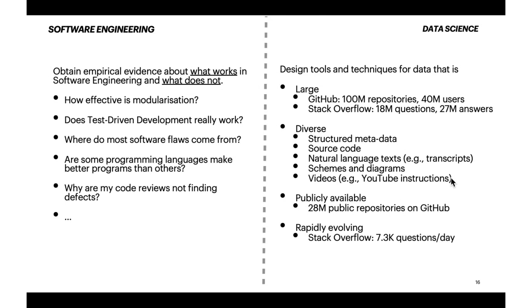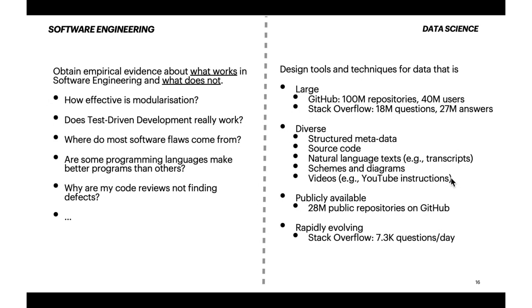These data sets are typically publicly available. GitHub has 100 million repositories. Of course, most of them are not publicly available, but 28 million of them are. And it is quite a substantial amount of data which we can analyze in order to answer software engineering questions. And finally, it is rapidly evolving. Every single day, there are more questions, more commits, more projects. So whatever analysis we perform today might produce different results from an analysis I performed 3, 4, 5 years ago.